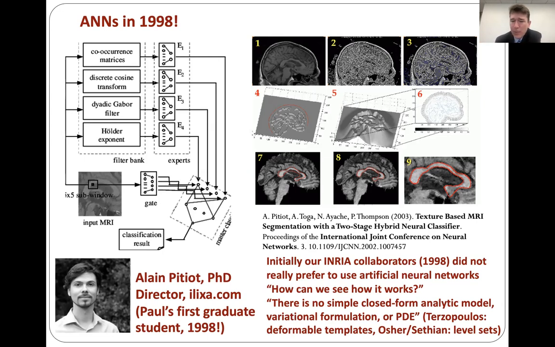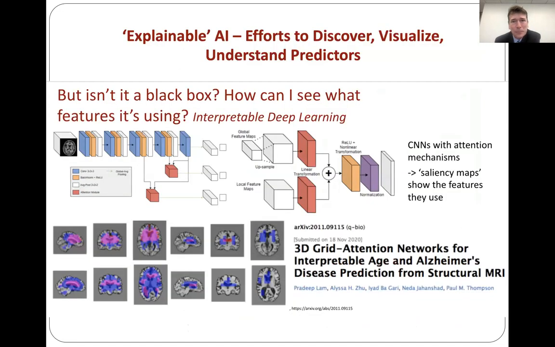And at that time, it was much more popular to be using deformable templates or level sets or other classical methods from differential geometry and PDEs. And there was a little bit of skepticism that we wouldn't be able to understand why these methods were making the decisions that they do. So more recently, there's been huge attention to explainable AI. So the efforts to sort of discover, visualize, and understand the predictors. And secondly, to understand how the models work.